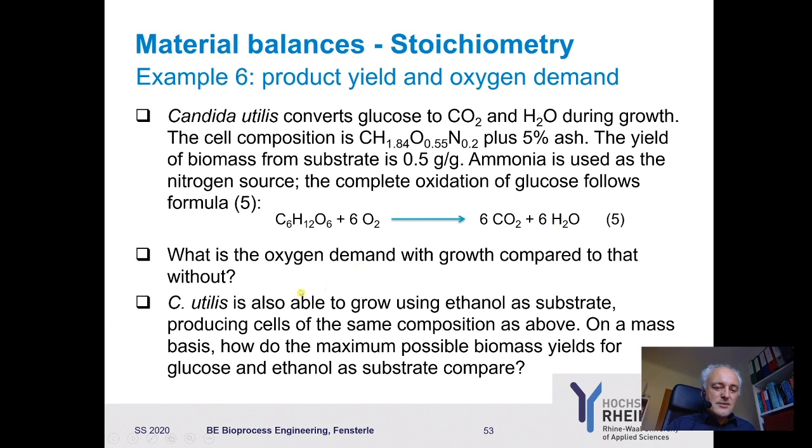And the next question is, Candida is also able to grow using ethanol as a substrate, producing cells of the same composition as above. On a mass basis, how do the maximum possible biomass yields for glucose and ethanol as substrate compare? We start here with the oxygen demand with growth compared to without. So we need to calculate the oxygen demand.